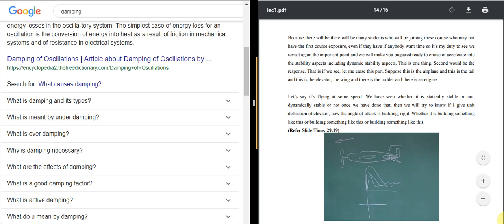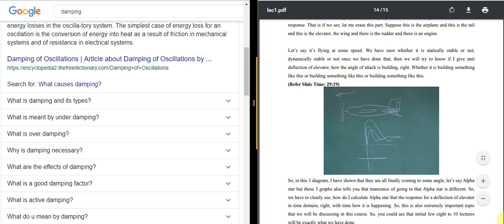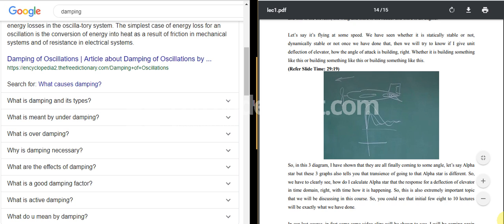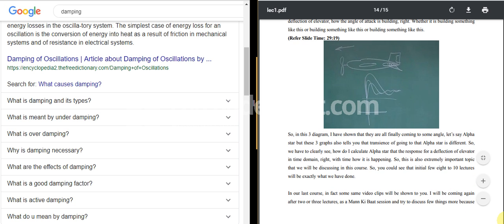The professor is explaining on the board and referring to the slide as well. So in this diagram 3, I have shown that they are all finally coming to some angle, let's say alpha star. But these three graphs also tell us that the transients of going to that alpha star are different.